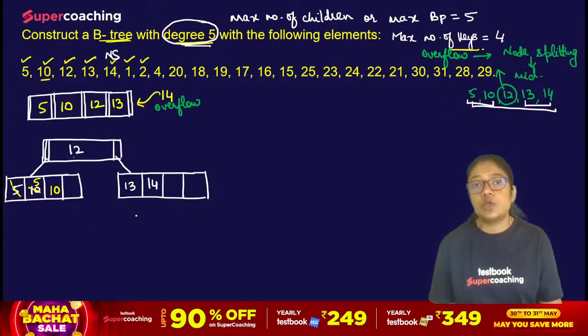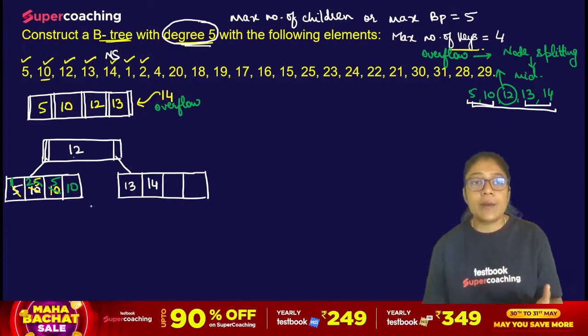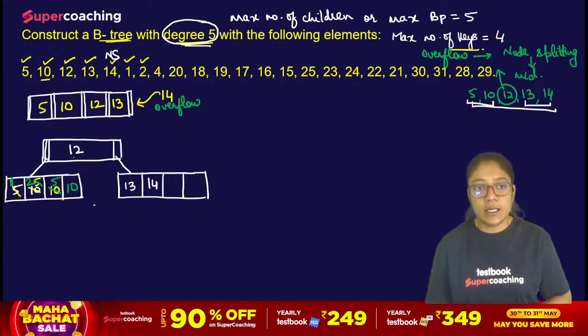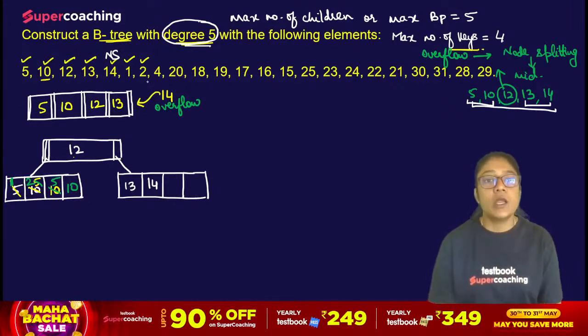Take the next element, 2. 2 is smaller than 12, so it will be going to the left side. So here we'll be having 1, 2, 5 and 10. So let me replace this. So here we will be having 2, 5 and 10. So the elements of the node are 1, 2, 5, 10. This is what I mean by arranging the elements in the ascending order within the node. 2 is inserted. Next element is 4.